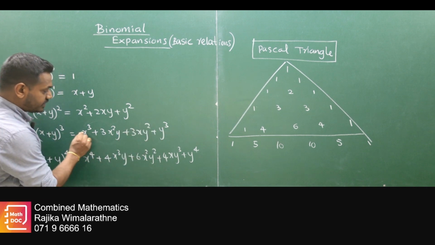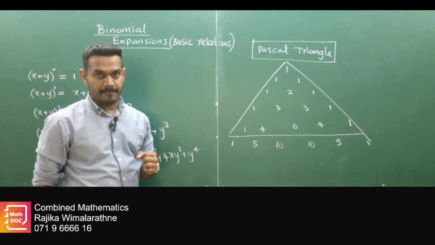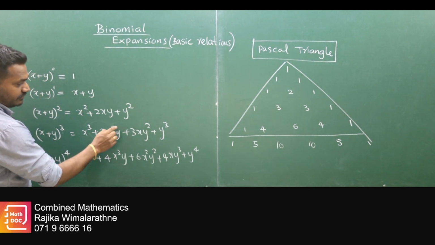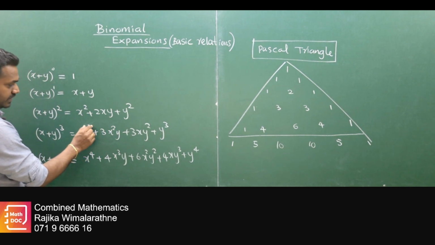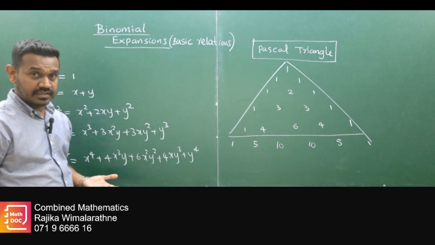Here the coefficients 1, 3, 3, 1 you need to get from the Pascal triangle. Now if you consider any term, the exponent sum will be 2 plus 1, 3. Here 3, 1 plus 2, 3. Here also 3, no? Then that is the pattern.